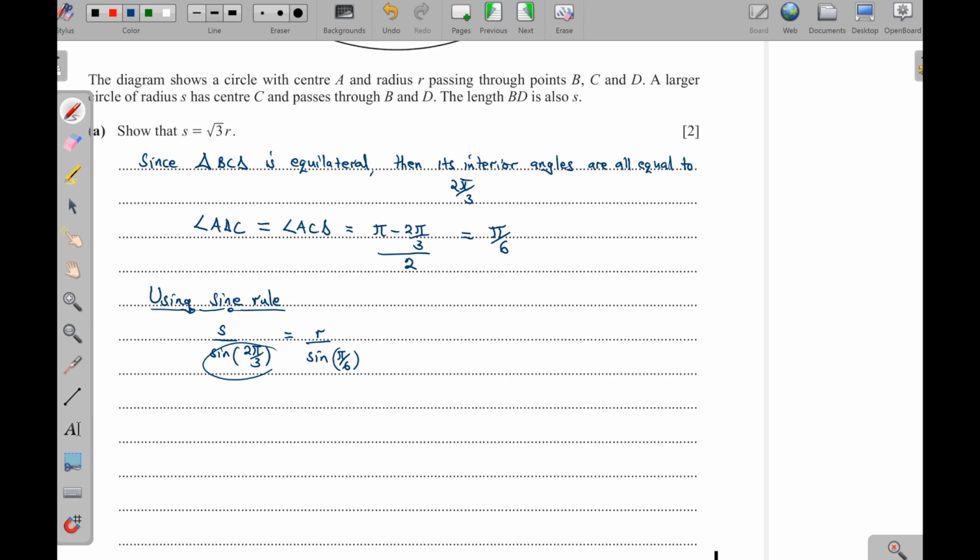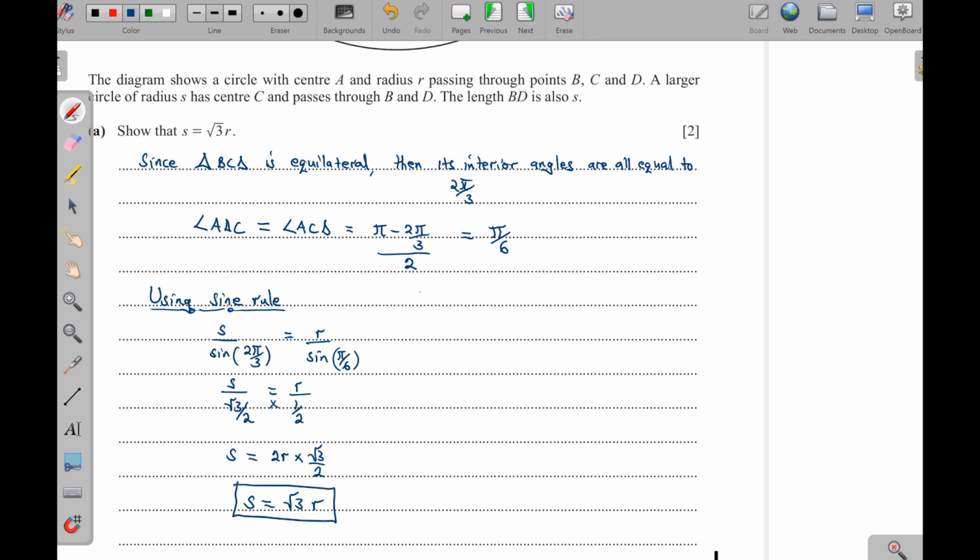What do we have here? Sine of 2 pi over 3. 2 pi over 3, that is 120. It is in the second quadrant. And 180 minus 120, that is 60. So it is the same as sine of 60, which is root 3 over 2. And then this is r. Then here we shall have a half. So when we cross multiply, this one will somersault, and then we shall have 2r. So meaning s is going to be equal to 2r times root 3 over 2. So this 2 will go, root 3 r, and that is that.